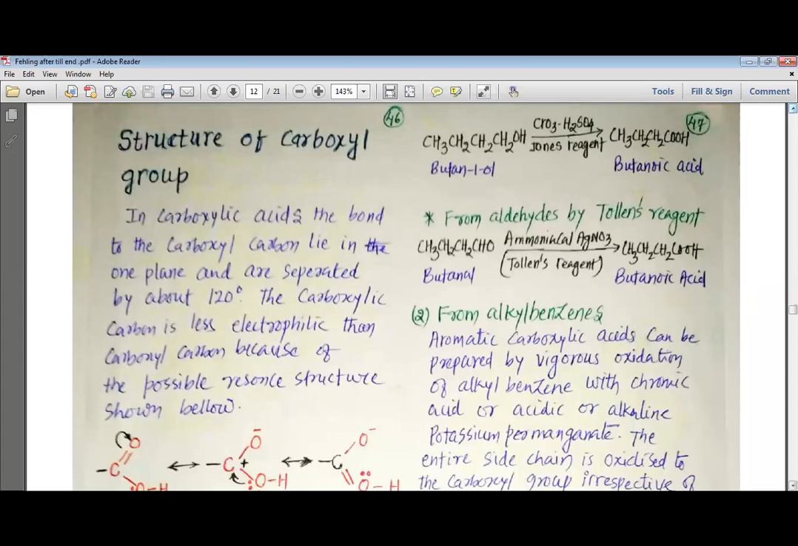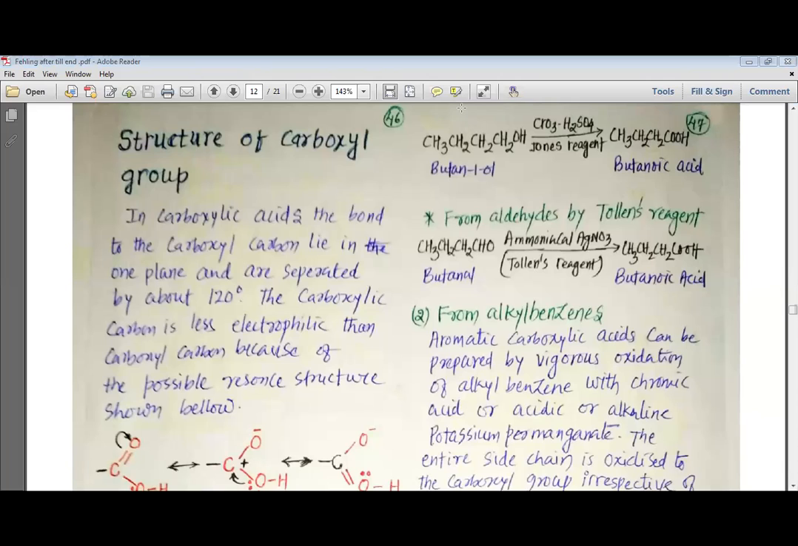Now, let's do the revision for the class. In yesterday's class, we studied the nomenclature of the various compounds. At the same time, we studied the structure of the carbonyl group.